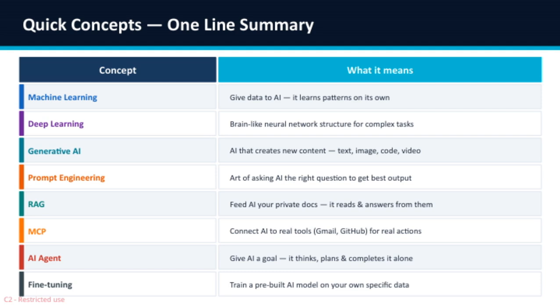First, fine-tuning allows us to customize a pre-built AI model using our own specific data, making it more accurate and relevant to our needs. When we talk about giving AI a goal, we're referring to AI agents, systems that can think, plan, and complete tasks independently, almost like having a digital assistant that operates on its own. Connecting AI to real tools, like Gmail or GitHub, is what we call MCP, or multi-channel processing. This enables AI to perform actual actions within our existing workflows.